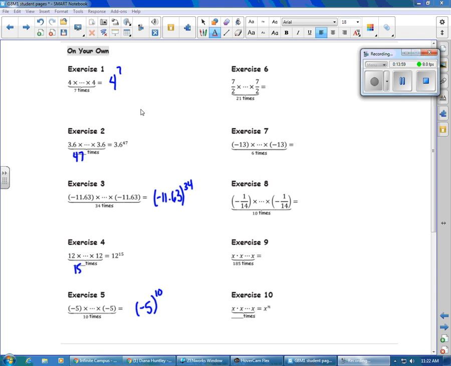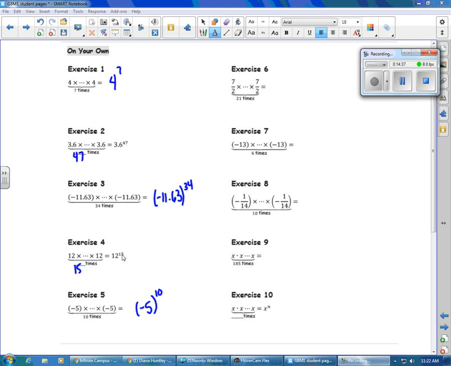Okay, I have the answer. So 4 times 4 times 4 times 4, 7 times is 4 to the 7th power. 3 6/10 times 3 6/10 times 3 6/10, all the way to 3 6/10 raised to the 47th power, that means I am multiplying it by itself 47 times. Exercise 3, if I have negative 11 and 63/100ths and I'm multiplying it by itself 34 times, I would make sure I have those parentheses and I'm raising it to the 34th power.